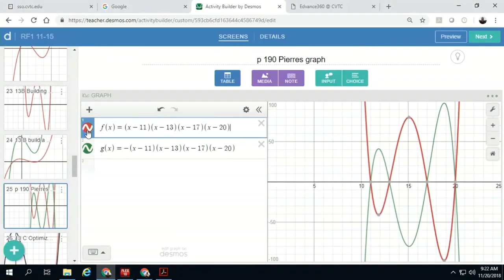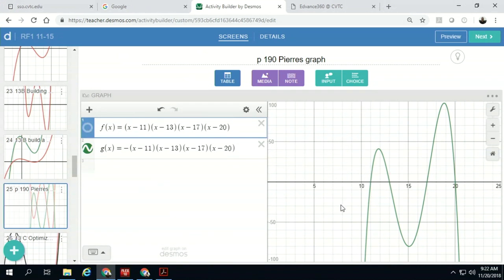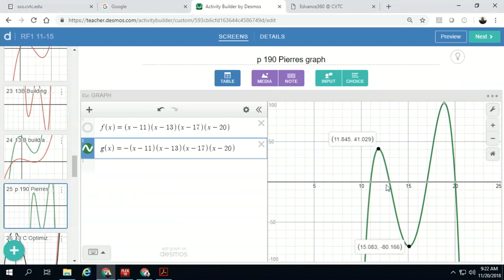I'm gonna just not show the red one right now so that we get them going in the correct direction. How far is it from the top to the bottom? Now, what's neat about Desmos is that if you click on it, it will give you the addresses. How far apart is it on your model? From the top to the bottom. 41 down to negative 80. How far is that?